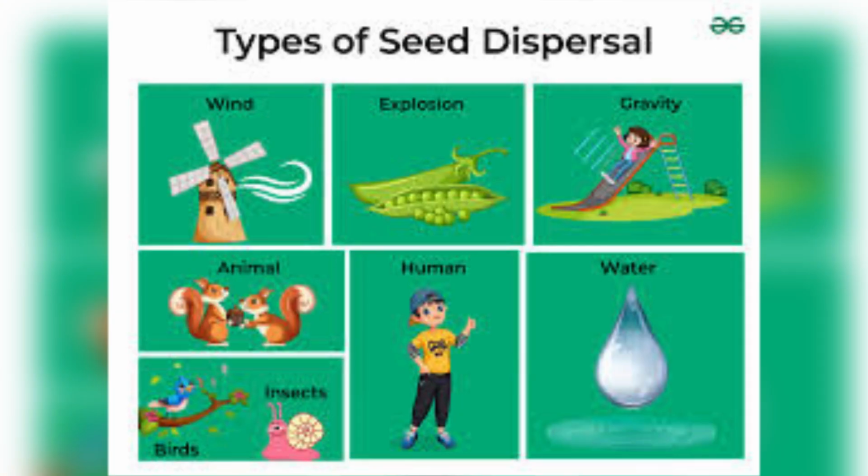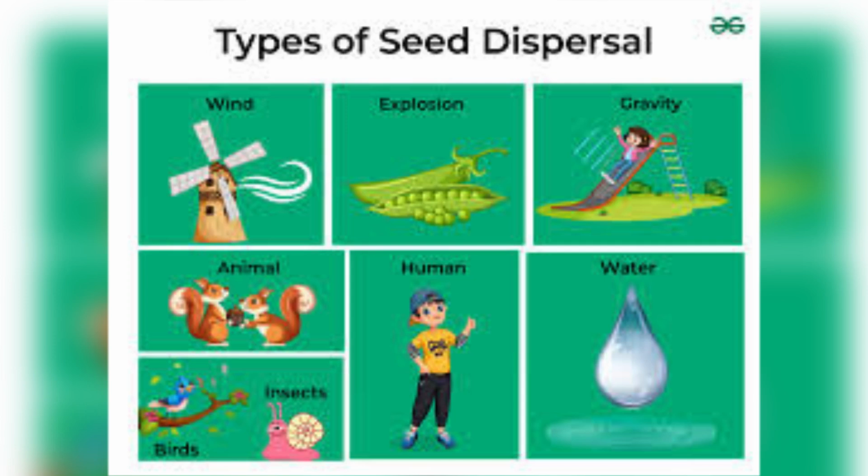Have you ever wondered what would happen if all seeds of a plant fall near it? There will be less space and nutrients available for these seeds to grow, as all of them are growing in the same soil. Hence, not all seeds will be able to grow into plants. The process by which seeds are scattered away from the mother plant is called dispersal.